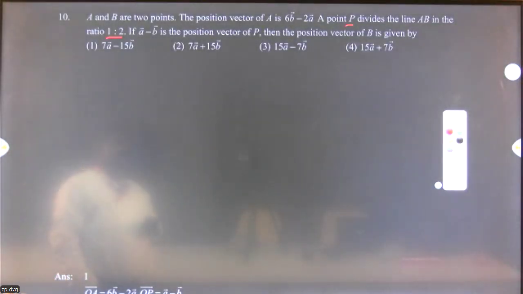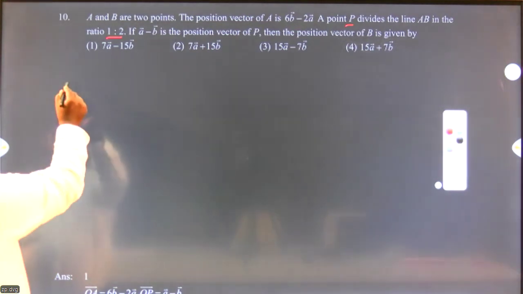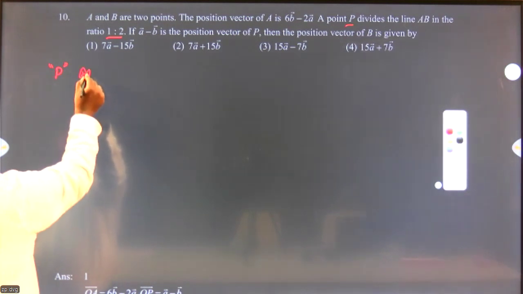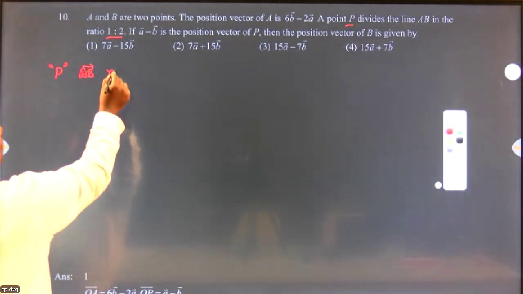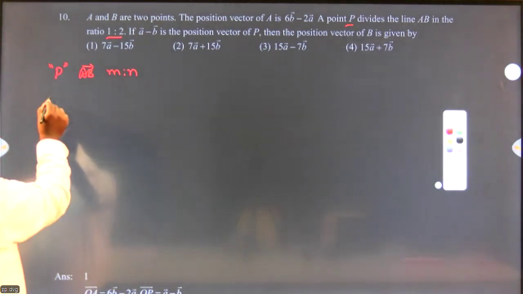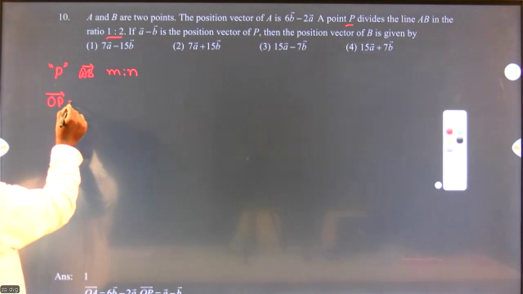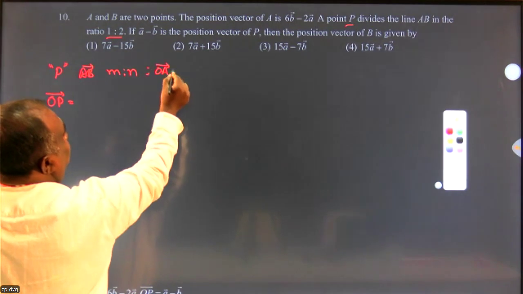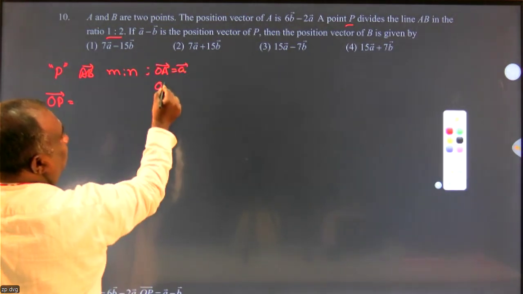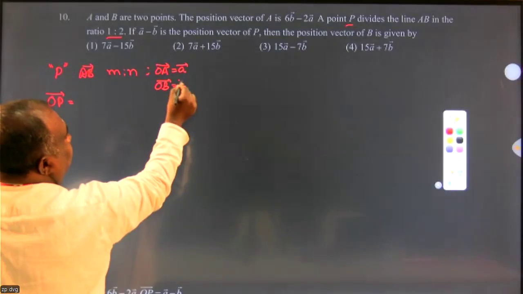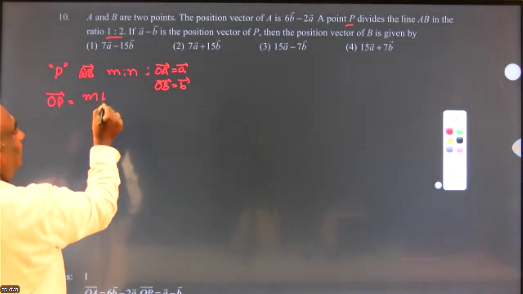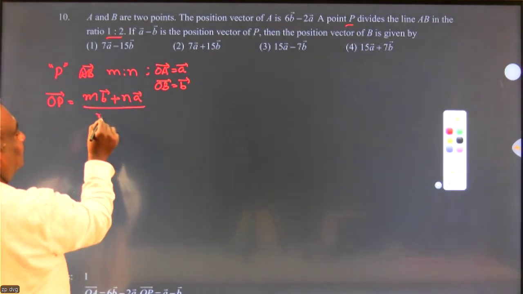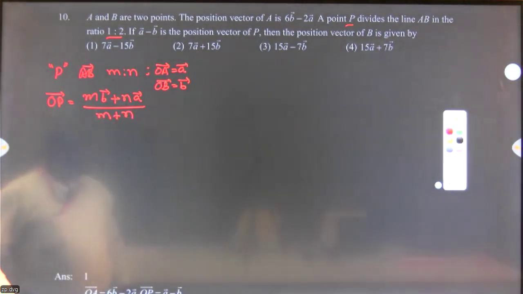First of all you should know: let P be the point that divides AB bar in the ratio M is to N. Then what is the formula? OP bar is equal to, here OA bar we will take as A bar, and OB bar we will take as B bar. Then the formula is M B bar plus N A bar by M plus N. This is the formula for internal division.